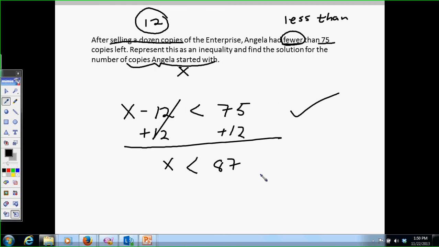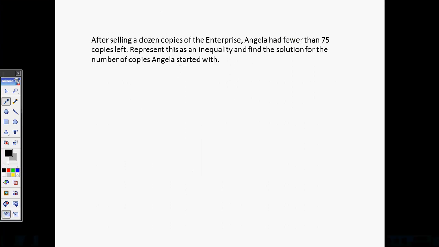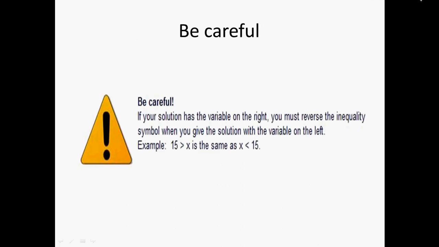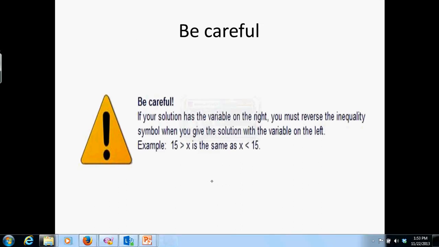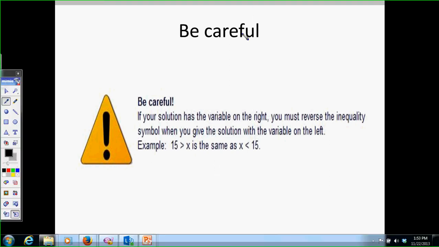So you have to read it and analyze these important words from the previous slide. Now be very careful, okay? Pay very close attention to this slide. If your solution has the variable on the right, you must reverse the inequality symbol when you give the solution with the variable on the left. In other words, if you solve an inequality and your answer is x is greater than 15, you need to remember that it's the same as x is less than 15.